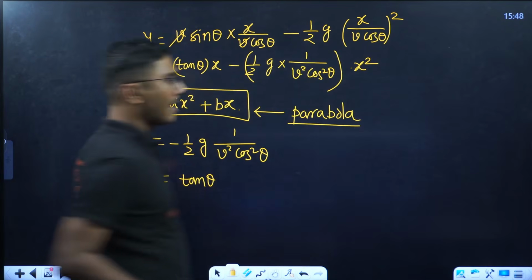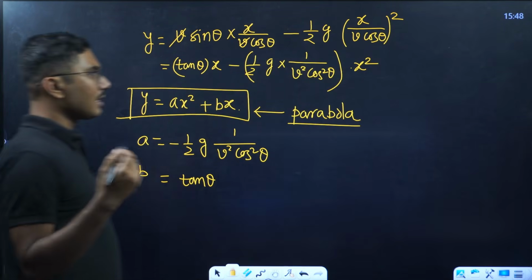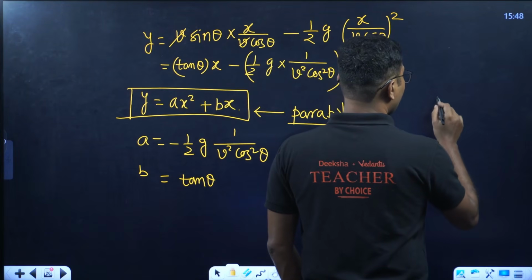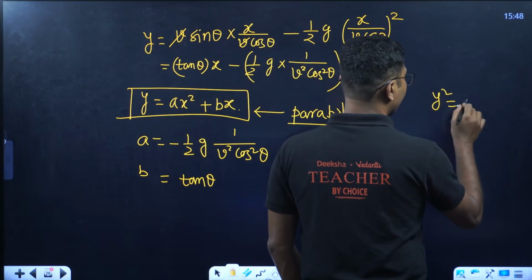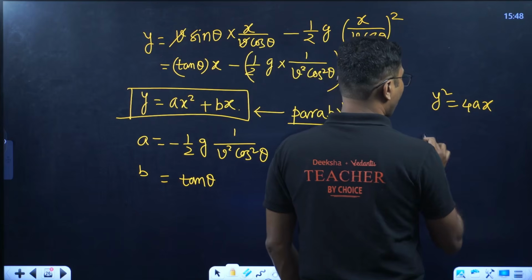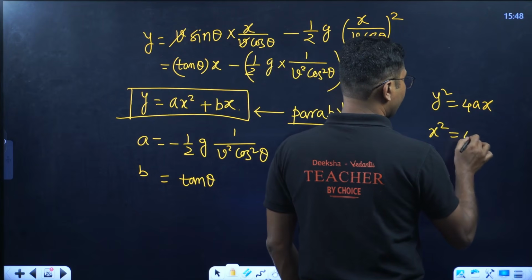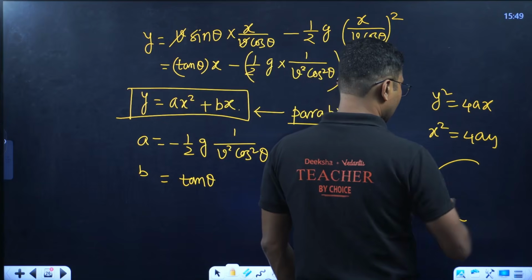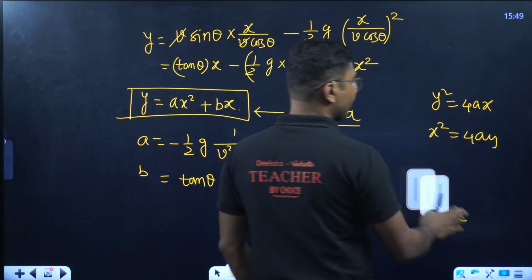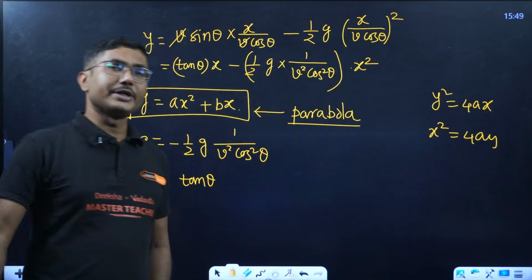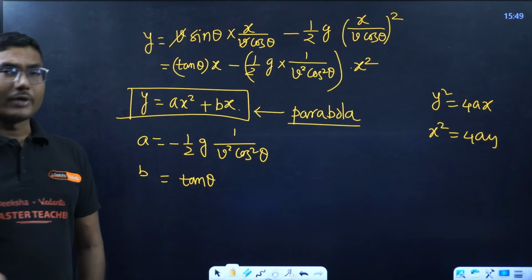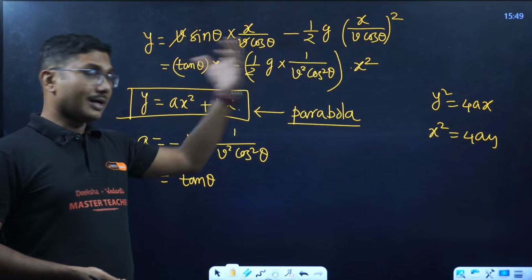If you have done parabola in your mathematics class, you know that normally parabola equation is given by y square equals to 4ax or x square equals to 4ay, based on you are getting a parabola like this or like this. Okay, so there are two equations, but this is a very specific equation when it is passing through the axis itself. If it is not passing through the axis, it may be a general equation.